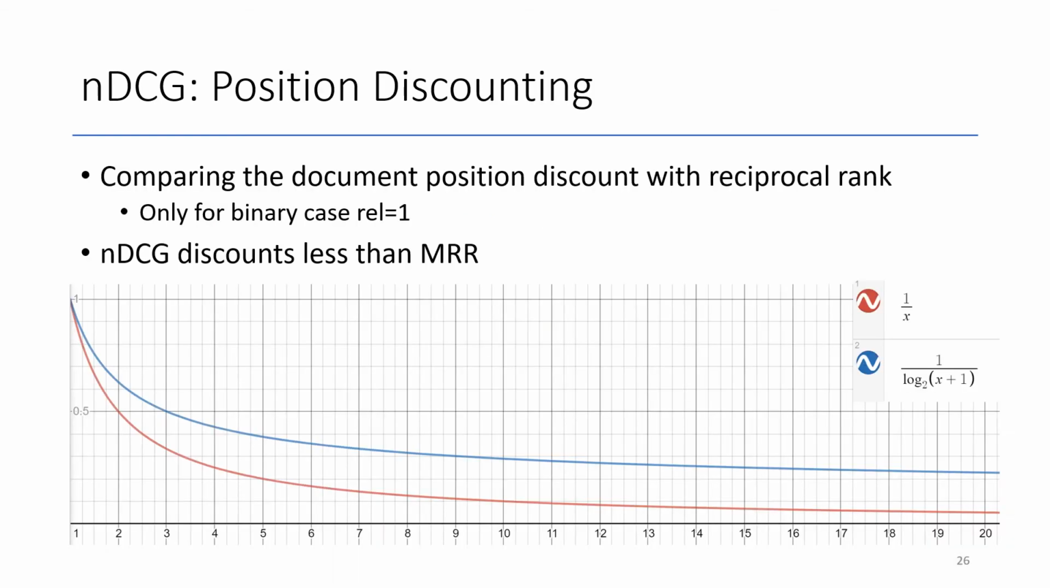If we take a look at this position discounting and compare it with the reciprocal rank of MRR that we just saw a few minutes ago, we can see that the nDCG log-based discounting is not as strong as the reciprocal rank, which I find quite interesting, but you can definitely see the same trend that you value the first position above all else.